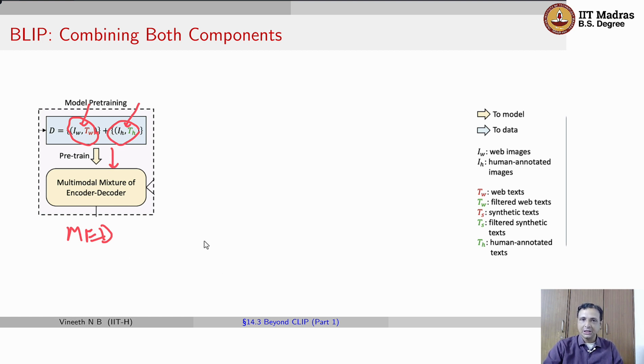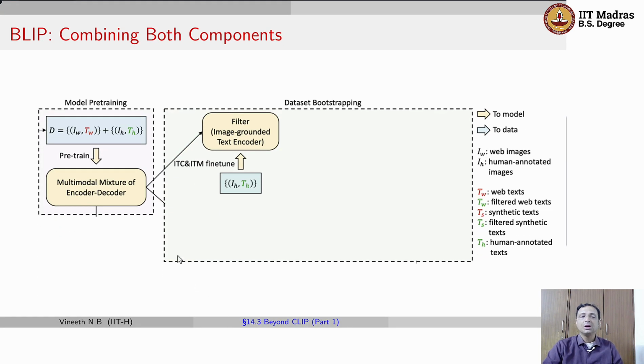Once they have an initial version of their multimodal mixture of encoder decoder, this is used to train a filter module, which is an image grounded text encoder, which receives all the human annotated text image pairs as input, and it's trained using the image text contrastive loss and the image text matching loss. This filter learns to look at image text pairs and say whether they are good or not good.